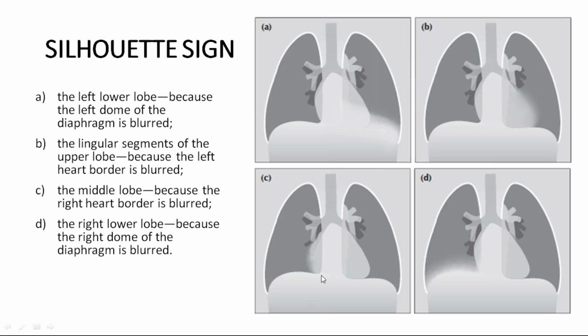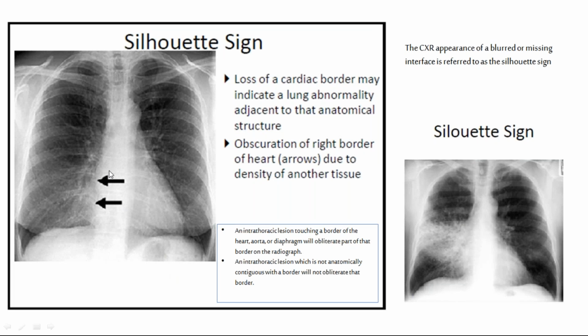So the A, B, C, D are typical of all the X-rays you have to remember. This is only a diagrammatic representation of the silhouette sign. So this is a simple rule. If you remember, whichever border is absent, not clearly made out, that will give you the location of the pathology.